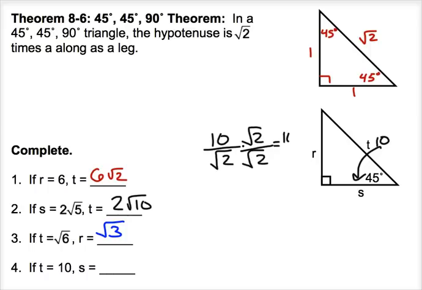In the top, I get 10 square roots of 2. In the bottom, the square root of 2 times square root of 2 is just plain 2. Then I notice I can reduce between the numbers outside of the square root. 2 goes into 10 5 times, and my final answer is going to be 5 square roots of 2.